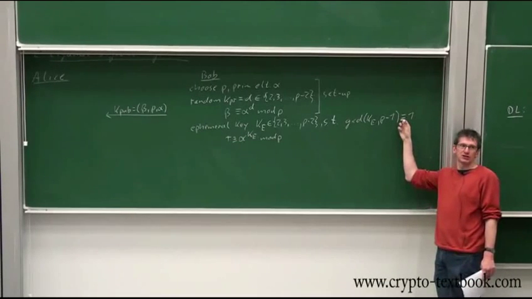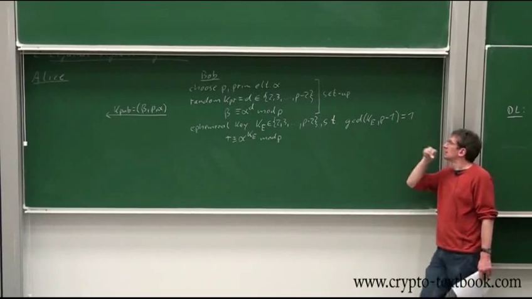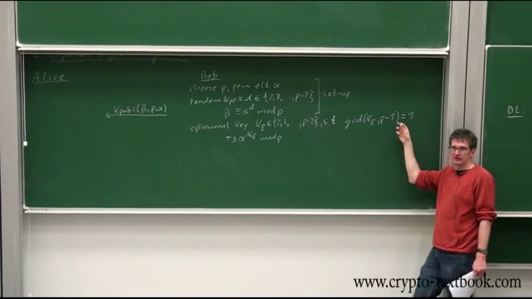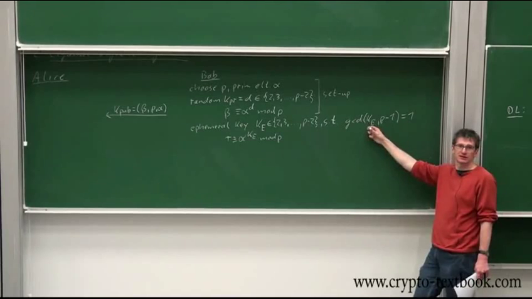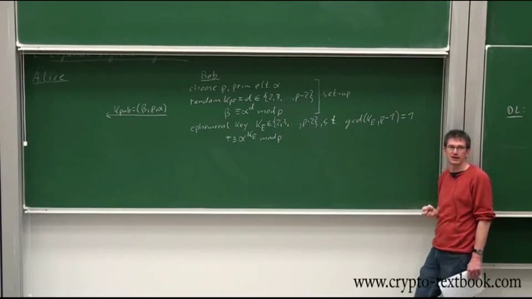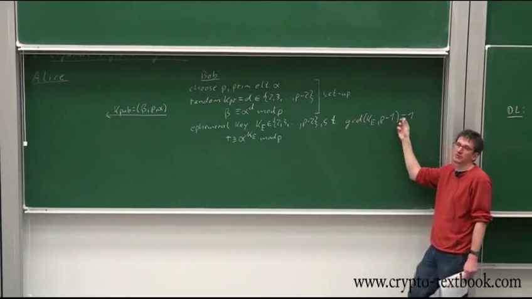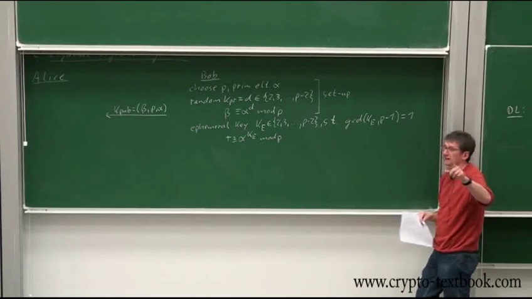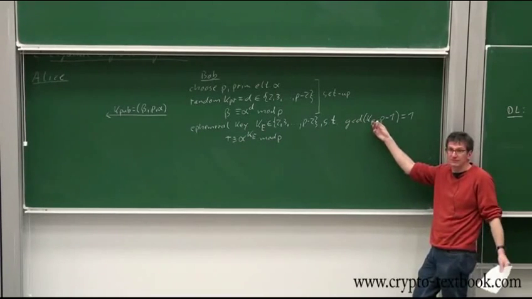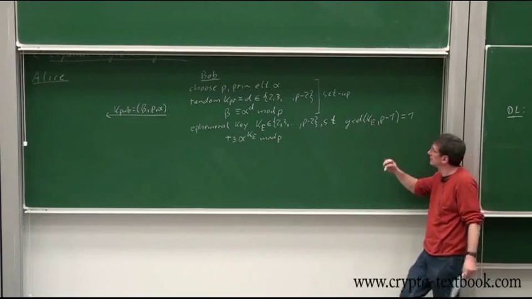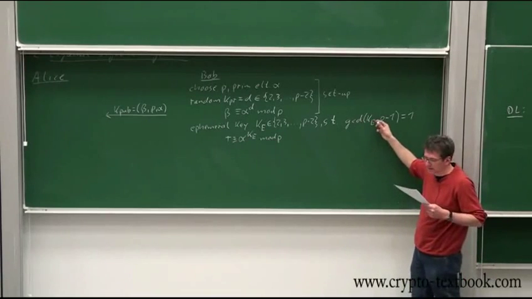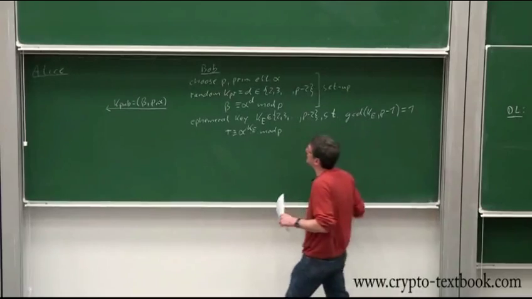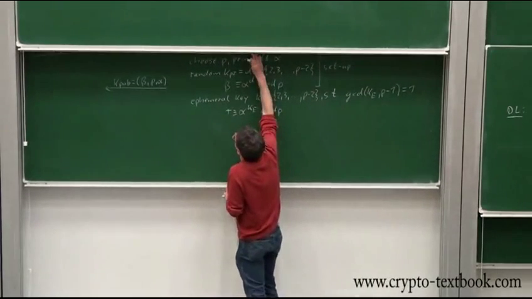Coming back to this condition here, we had this GCD equal to 1 condition before, right? If we have that, what can we say about k_E and p minus 1? They're relatively prime to each other. When did we need that before? Exactly. The inverse of k_E exists, right? So we have an inverse of k_E, and we are going to use that now for the second part of the signature.